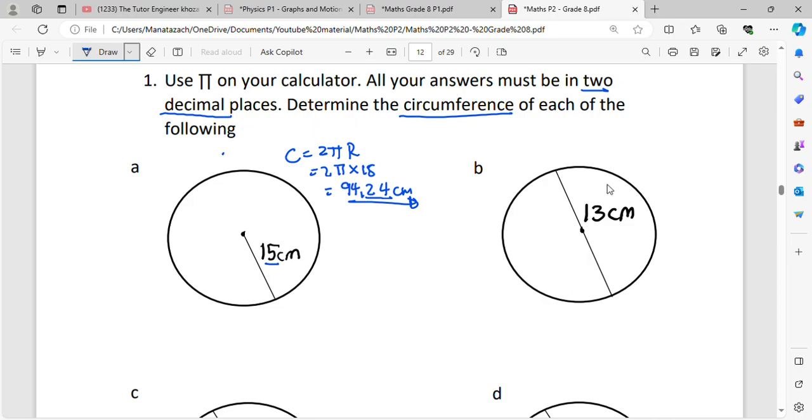And then when you come to question B, 2 pi r, now this is the diameter starting from circumference to circumference. So if you need a radius, you're going to divide the diameter by 2, which will give us a radius of 6,5 centimeters. So that means our circumference is going to be 2 pi times 6,5 centimeters, which is 40,84 centimeters.